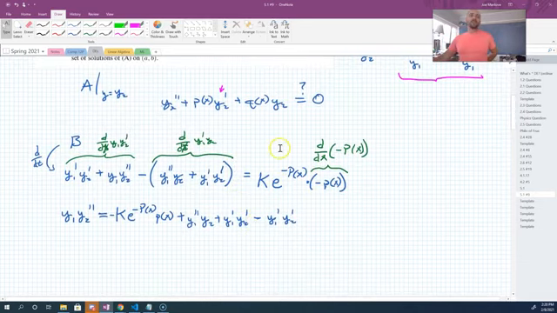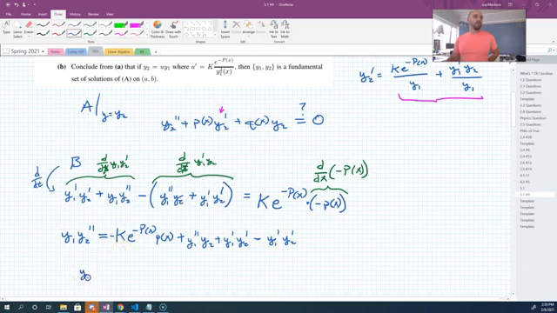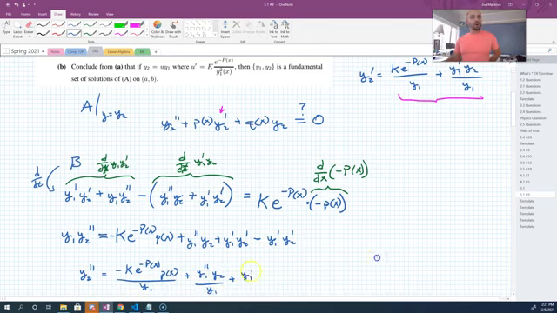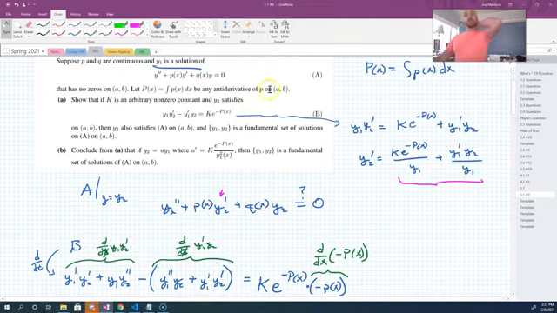Next, I'm going to need to divide by y1 here. So y2 double prime is all this over y1. So I've got minus k e to the minus p of x times little p of x over y1, plus y1 double prime y2 over y1, plus y1 prime y2 prime over y1, minus y1 prime y2 prime all over y1. All right, now I'm supposed to check and see if this satisfies my differential equation, right?